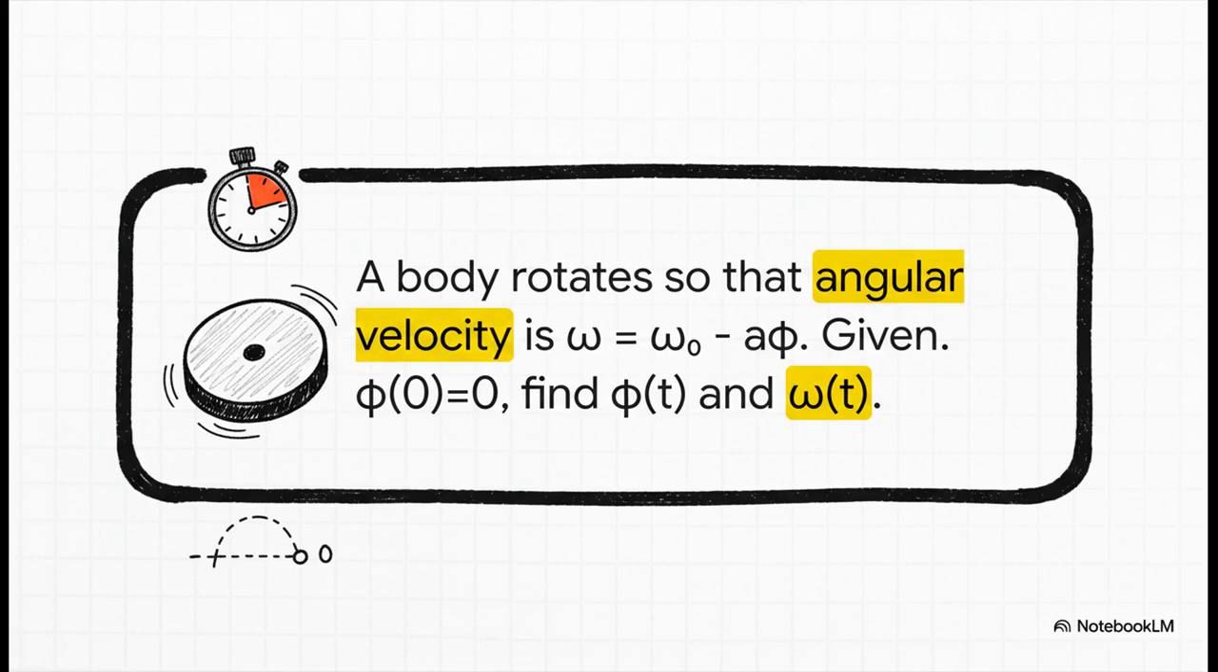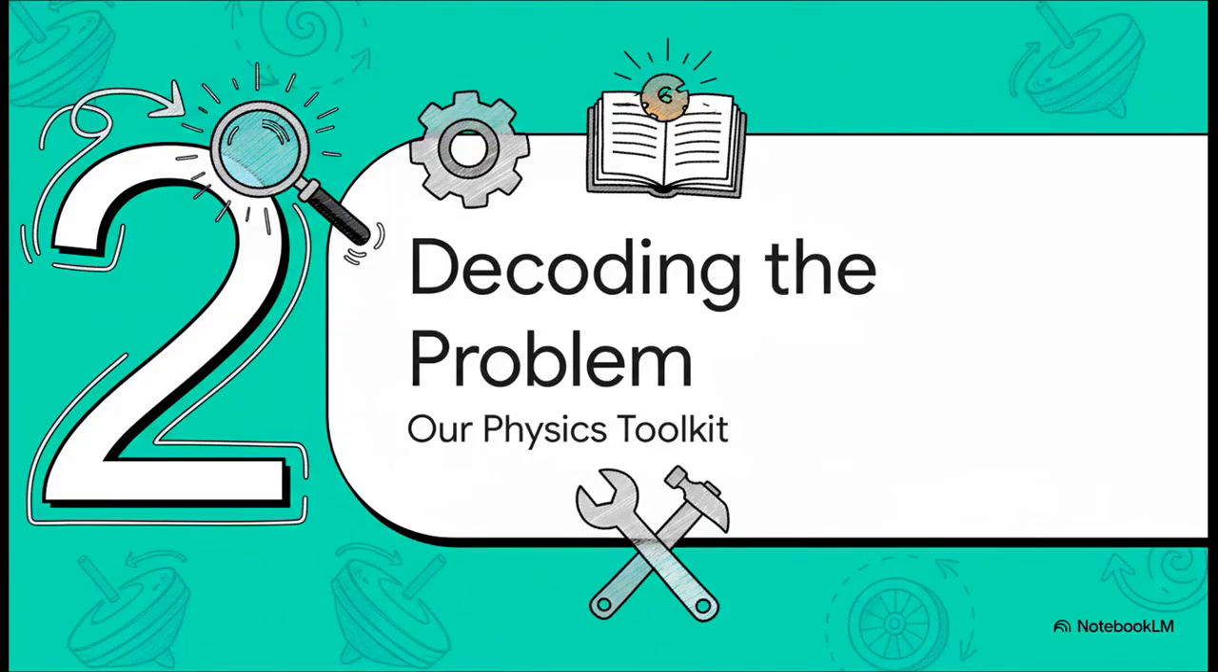We also know it starts from rest, so at time 0, the angle is 0. Our job is to untangle this whole thing and find expressions for both the angle and the velocity that depend only on time. Now, before we start crunching numbers and doing calculus, it's super important to just pause. The first step in any physics problem is to figure out what's really going on and what principles apply. So let's get our toolkit ready.